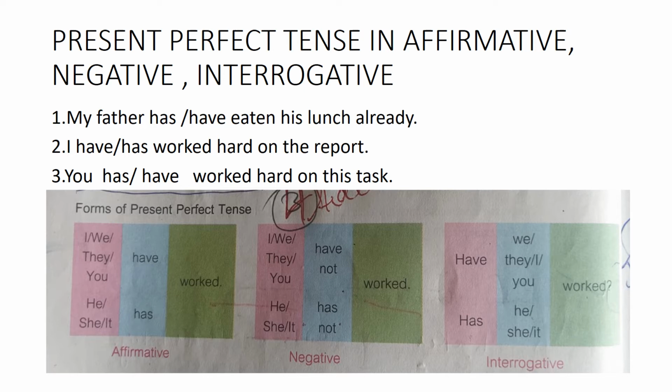Let's make negative sentences. She has not gone to her friend's place. 2. I have not eaten my lunch. Interrogative. Have you worked on the project? Has she joined the training group? Students, remember to use past participle when you frame sentences for perfect tense.